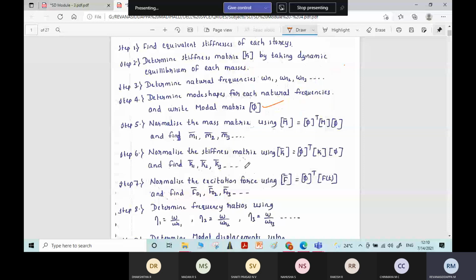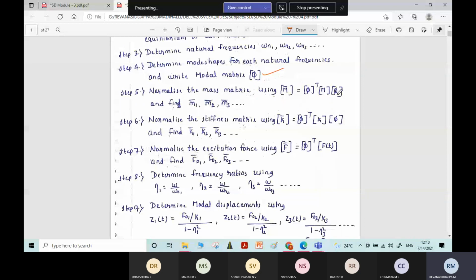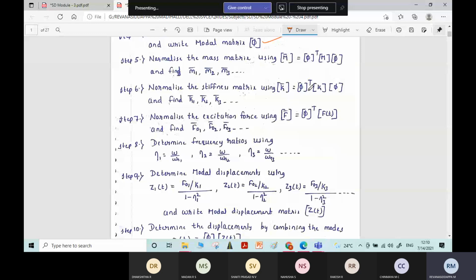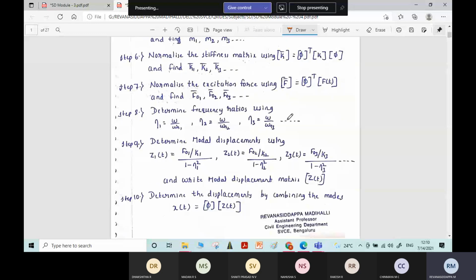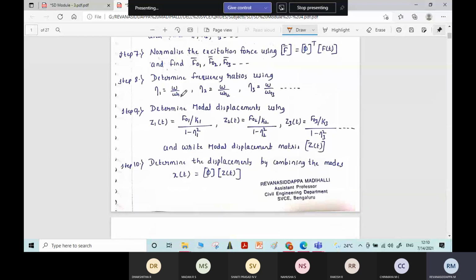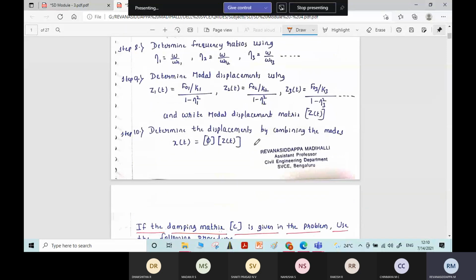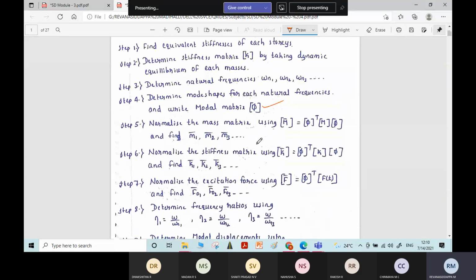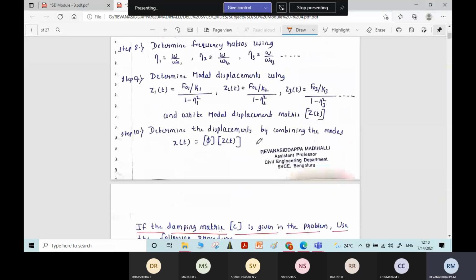After that, you need to do some extended calculations using these formulas. Normalization of mass matrix is given by pi transpose m pi. Normalization of stiffness matrix is pi transpose k pi. Normalization of force matrix is pi transpose f of t; these force values will be given in the problem. Then determine the frequency ratios. These are all the extended calculations you need to do for the forced vibration.